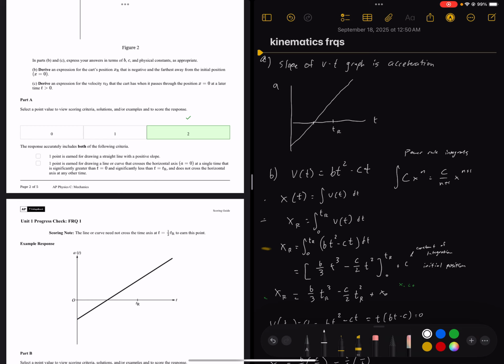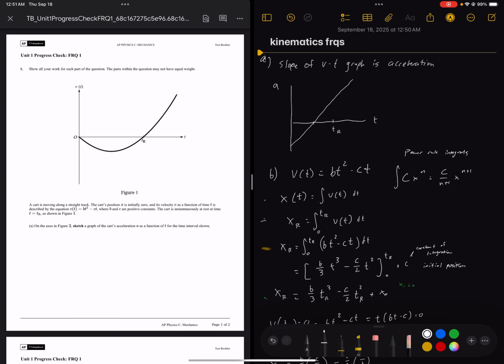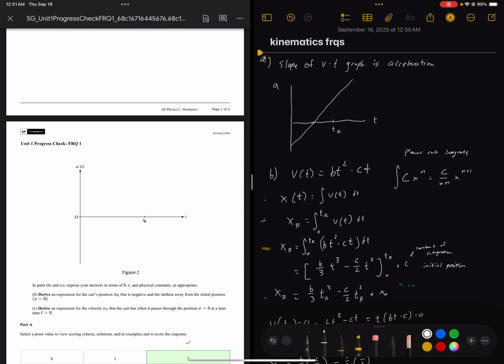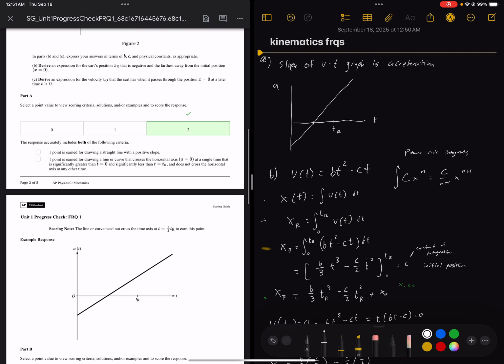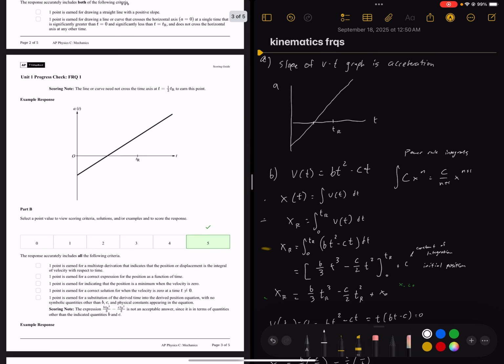So it doesn't have to be exactly halfway, even though it certainly looks as if it has to be halfway, right? Because that's where the minimum is. That's when the slope is 0, about halfway between t equals 0 and tr. That's not a big deal when it comes to the points. So looking at the scoring guideline is a very good idea because that's how the test is going to be graded. So you get a feel for how the actual AP FRQs are going to be graded as well. And then here we see the scoring guidelines for part B.